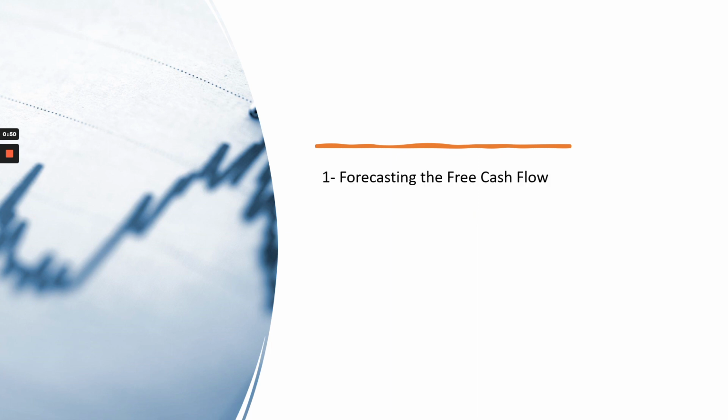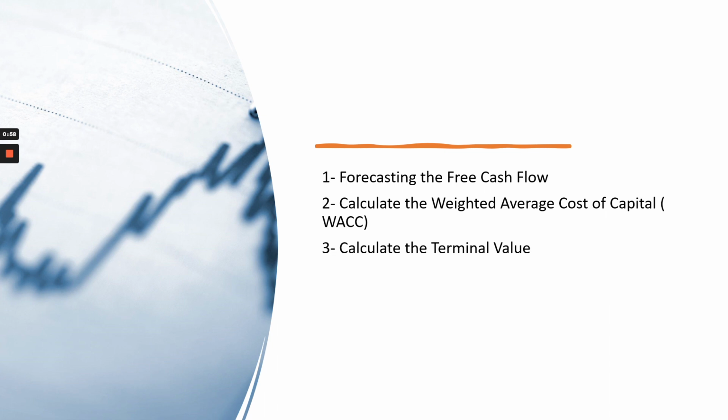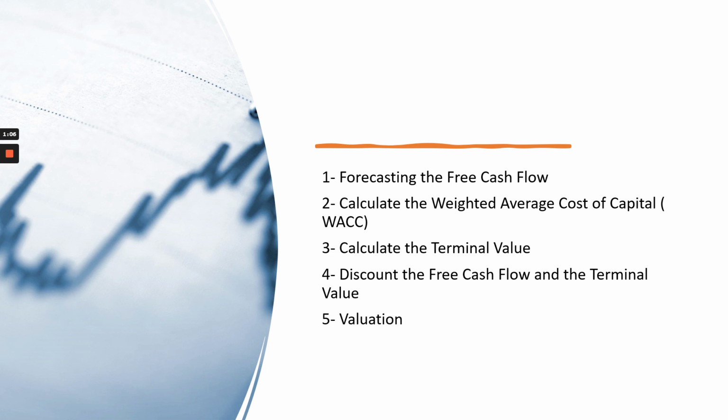So first of all, we need to forecast our free cash flow. Then we calculate the weighted average cost of capital. Third, we calculate the terminal value. Then we discount both the free cash flow and the terminal value to the present. And finally, we perform the valuation. So let's start with the free cash flow.